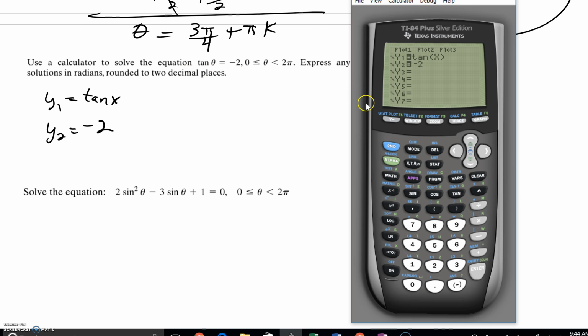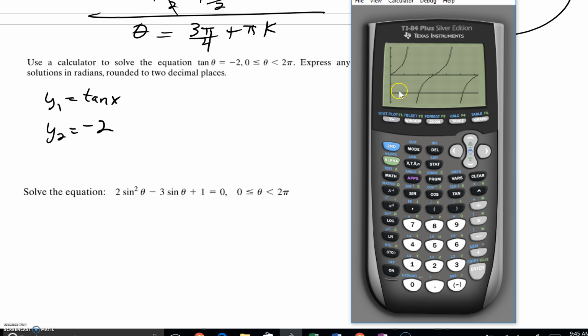This next problem, you want to make sure you're on the radian mode. We're solving an equation. Tangent equals negative 2, only between 0 and 2 pi radians. Let your y1 be tangent. Let your y2 be negative 2. Left side is y1, right side is y2. I'm going to go between 0 and 2 pi. My y scale, I went from negative 3.1 to positive 3.1. Of course, you can use some different boundaries to get this graphed out.